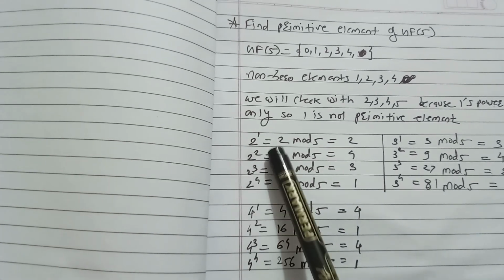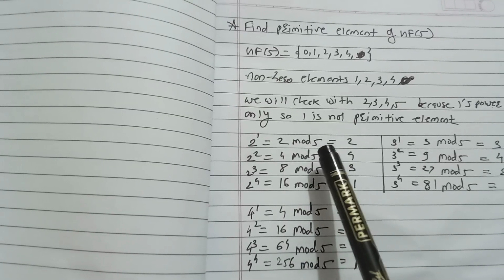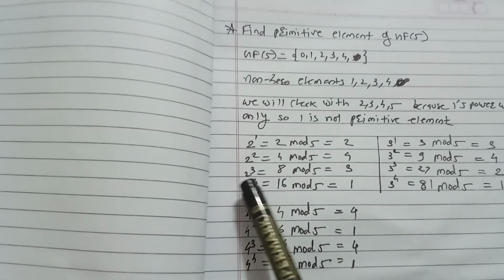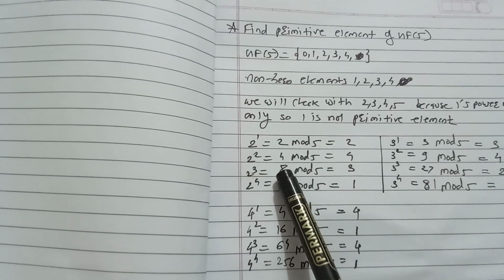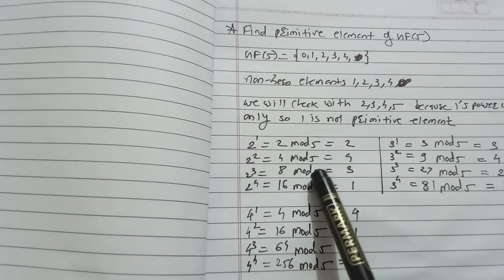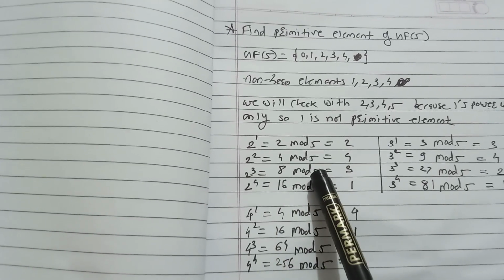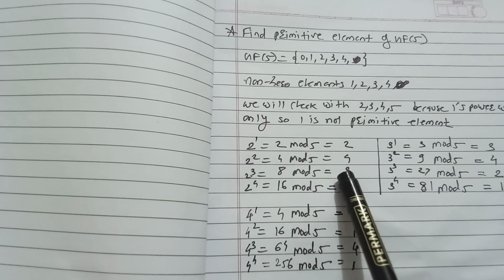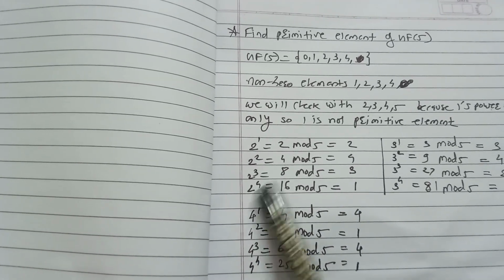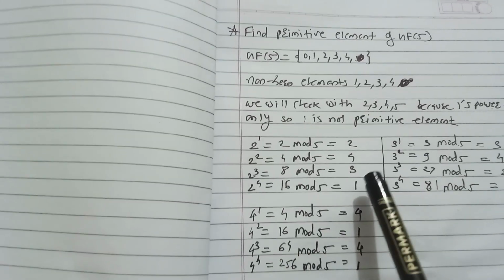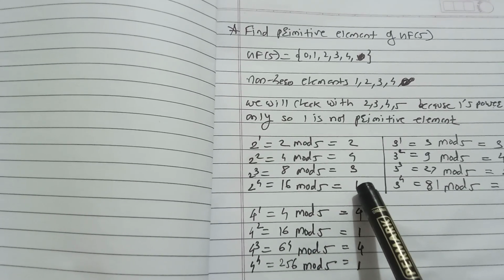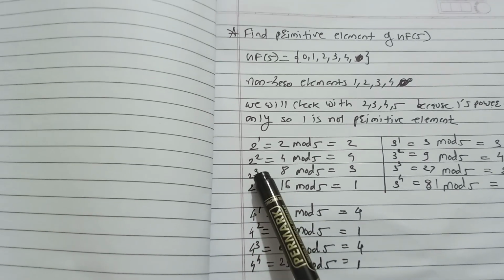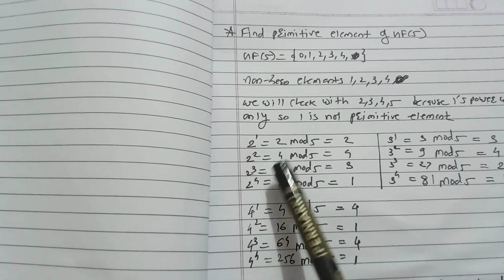Then 2 square is 4. 4 mod 5. If you divide 4 by 5, you will get a remainder as 4. 2 raised to 3 is 8. 8 mod 5. So if you divide 8 by 5, the quotient will be 1 and the remainder will be 3. So mod 5 means you have to write the remainder. Then 2 raised to 4, 16 mod 5, 1. So you can observe here that elements 1, 2, 3, 4 are represented as powers of 2. So 2 is a primitive element.